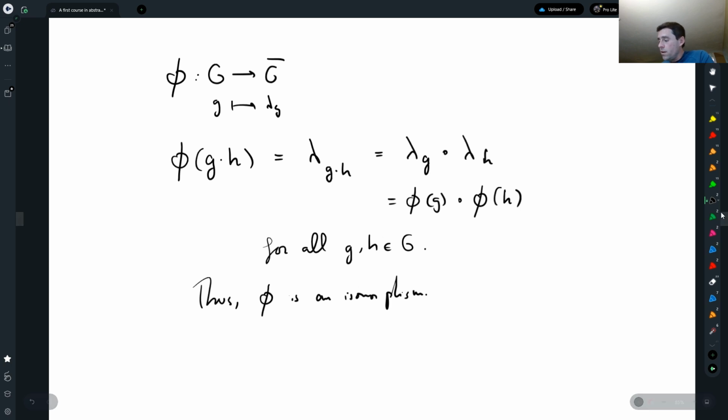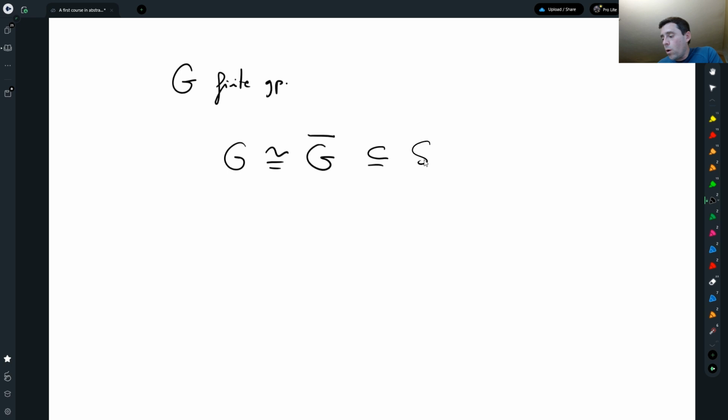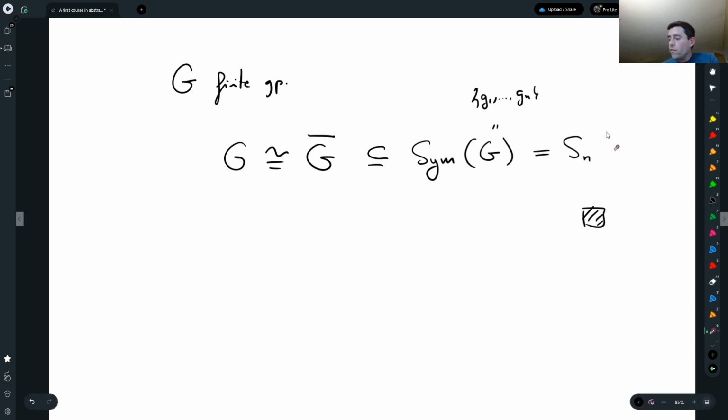And then we are done because we have seen that for G a finite group, G is isomorphic to G hat, and G hat is a subgroup of the symmetric group of G, which we have identified with Sn because this is g1 through gn, and that means that is a symmetric group in n letters. So we have what we wanted. We have shown that we have a subgroup of Sn that is isomorphic to G, which is Cayley's theorem.